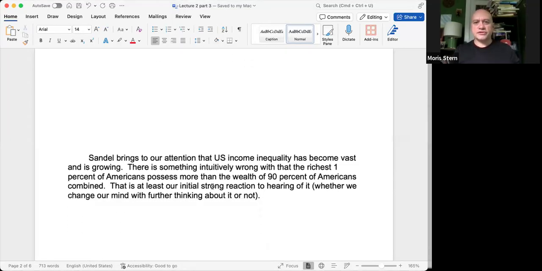Sandel brings to our attention that US income inequality has become vast and is growing. There's something intuitively wrong with the fact that the richest 1% of Americans possess more than the wealth of 90% of Americans combined. That is at least our initial strong reaction to hearing of this distribution pattern, whether we change our mind later or not.